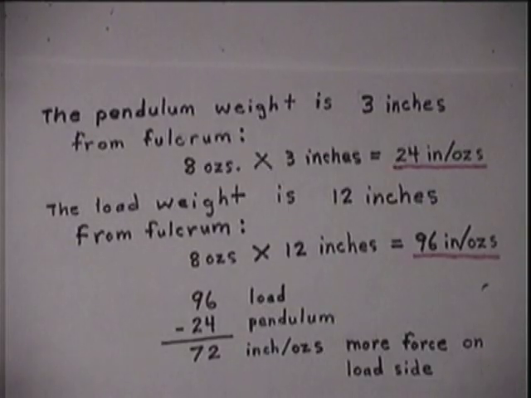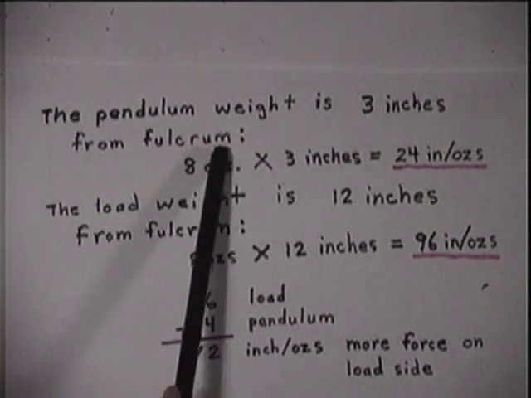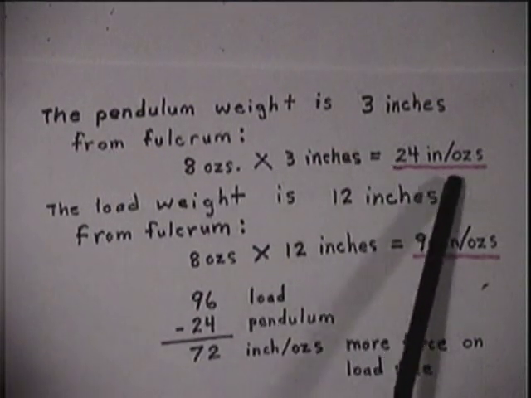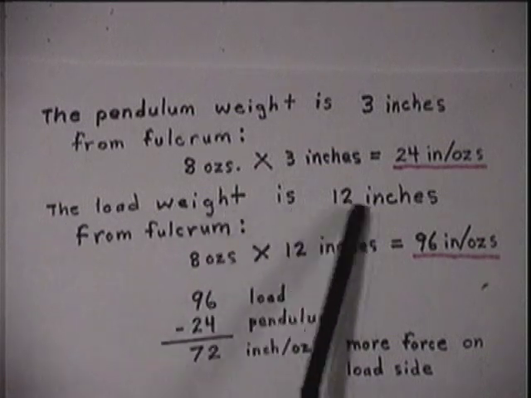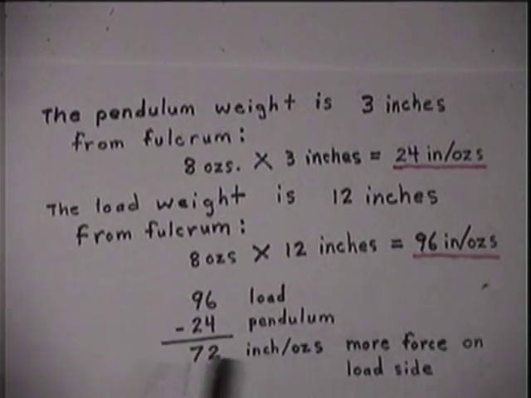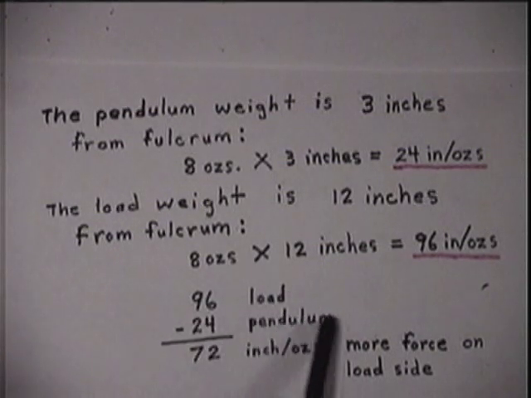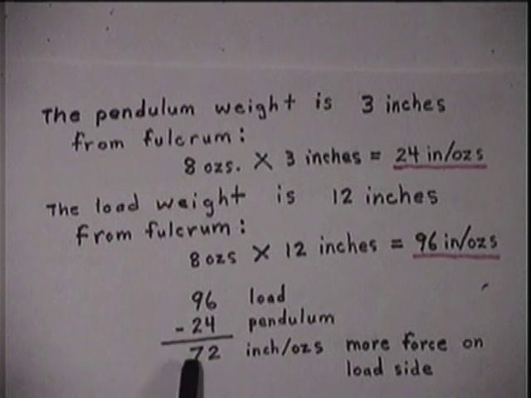Here is the same information presented in a different form. The pendulum weight is 3 inches from the fulcrum. 8 ounces times 3 inches, 24 inch ounces. The load weight is 12 inches from the fulcrum. 8 ounces times 12 inches is 96 inch ounces. 96 inch ounces for the load weight, 24 for the pendulum weight. Subtract that out, and we get 72 inch ounces more force on the load side. This is the net energy gain up to this point.